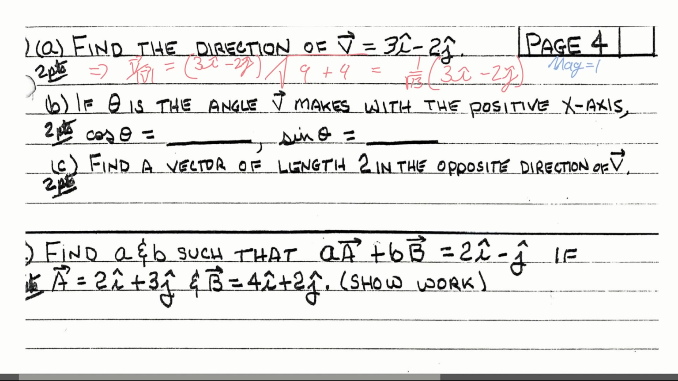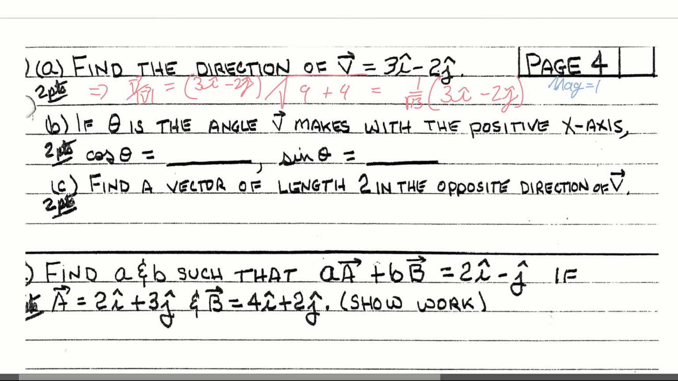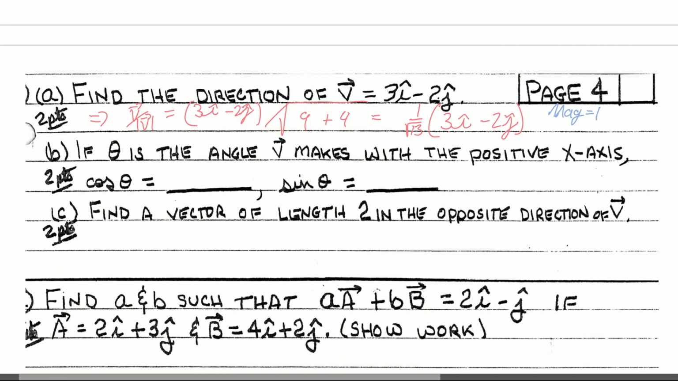Now, it says if theta is the angle v makes with the positive x-axis, cosine theta should equal what, and sine theta should equal what. So we're going to rethink about this in terms of components to a triangle. So if we're looking at the x component, it'll be 3 over square root of 13.